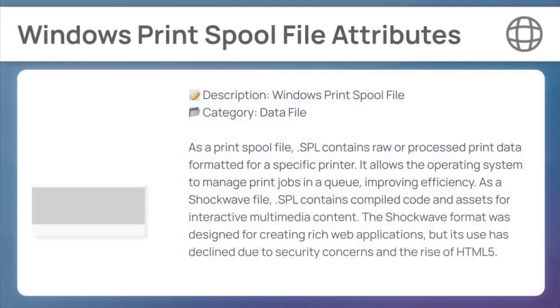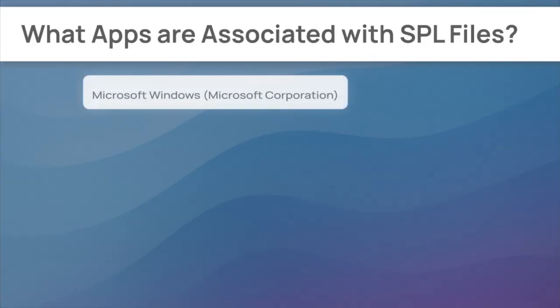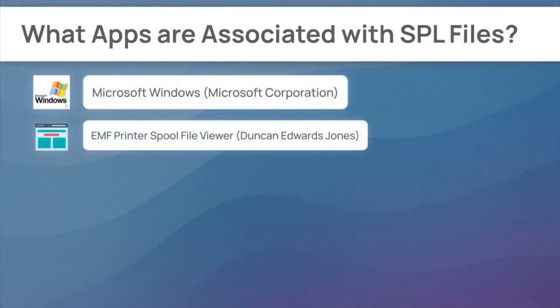As a print spool file, SPL contains raw or processed print data formatted for a specific printer. It allows the operating system to manage print jobs in a queue, improving efficiency. As a Shockwave file, SPL contains compiled code and assets for interactive multimedia content. The Shockwave format was designed for creating rich web applications, but its use has declined due to security concerns and the rise of HTML5. Microsoft Corporation defined Microsoft Windows as the application primarily intended for SPL.